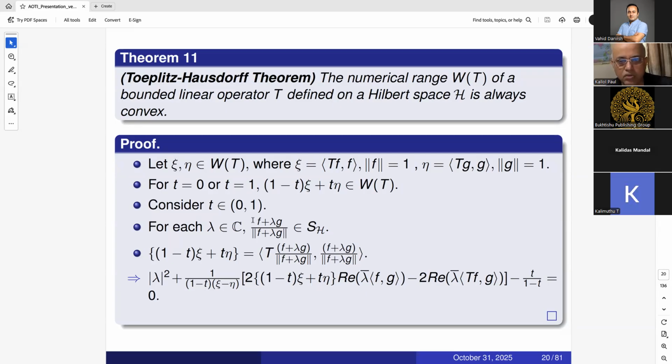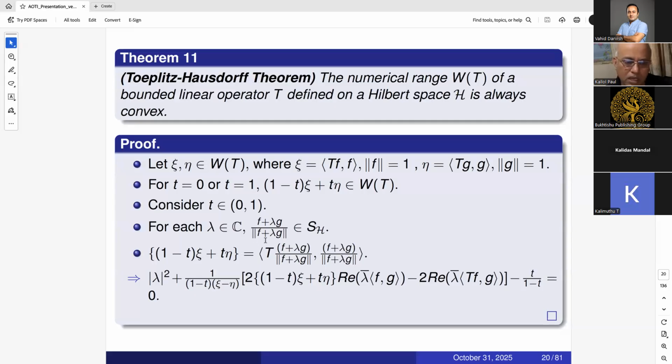We are not getting into any extra element. We have started with f and g. So we just take this combination (f plus lambda g) by norm of (f plus lambda g). These elements always belong to the unit sphere of the Hilbert space H. So for any lambda, this is an element of the unit sphere. Now you look at this t of this element, (f plus lambda g) by norm of (f plus lambda g). So now if we can show that there is some small t belonging to the open interval (0, 1) for which this relation holds, then we are done.